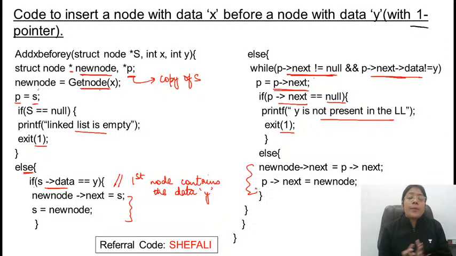So this is all about different cases for inserting a node in the given linked list: at the beginning, at the end, after a particular node, before a particular node, with 2 pointers, with 1 pointer. So we have covered all the cases of insertion in a singly linked list, not in the doubly linked list, in a singly linked list.